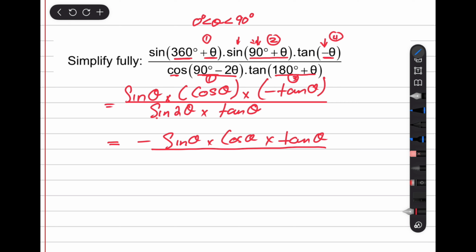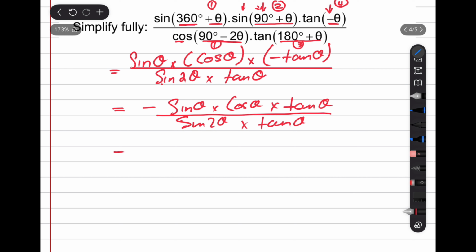So for this sign, we still have positive times positive, so this leaves us with sine 2 theta multiplied by tan 2 theta. So now the whole expression is negative, right? So we have a negative here, so we have sine theta times cos theta.